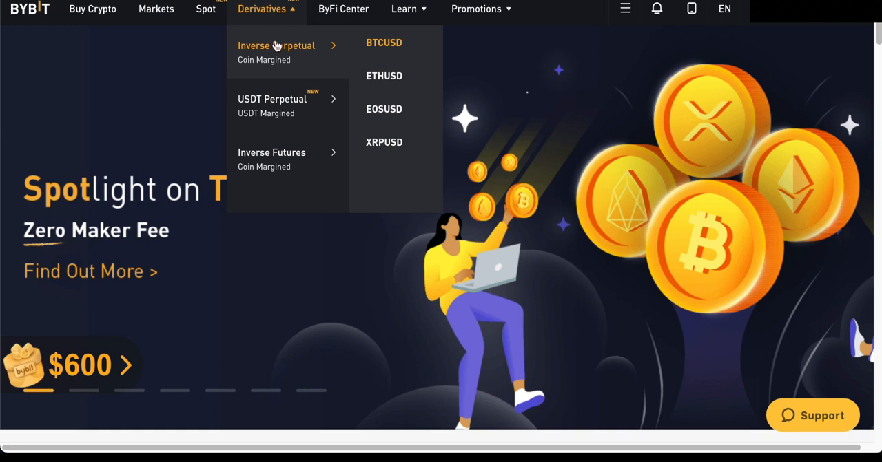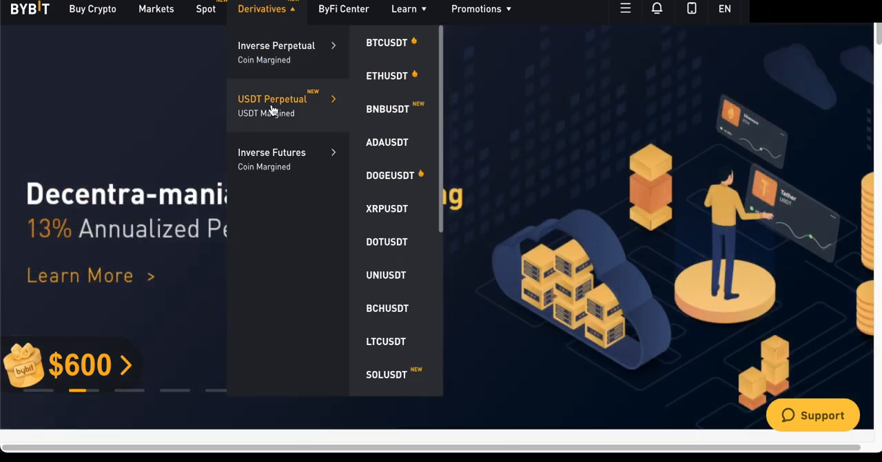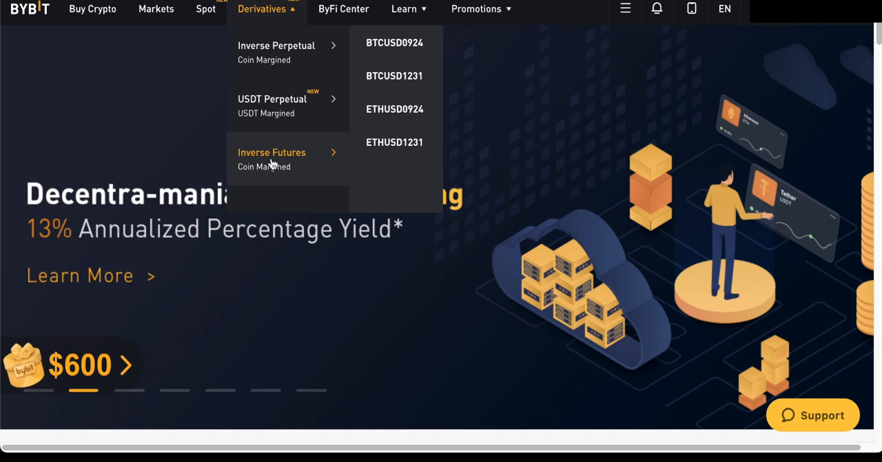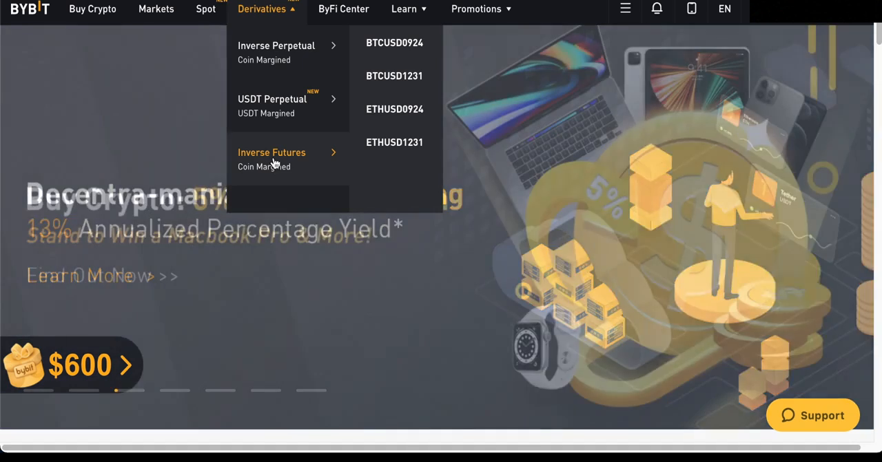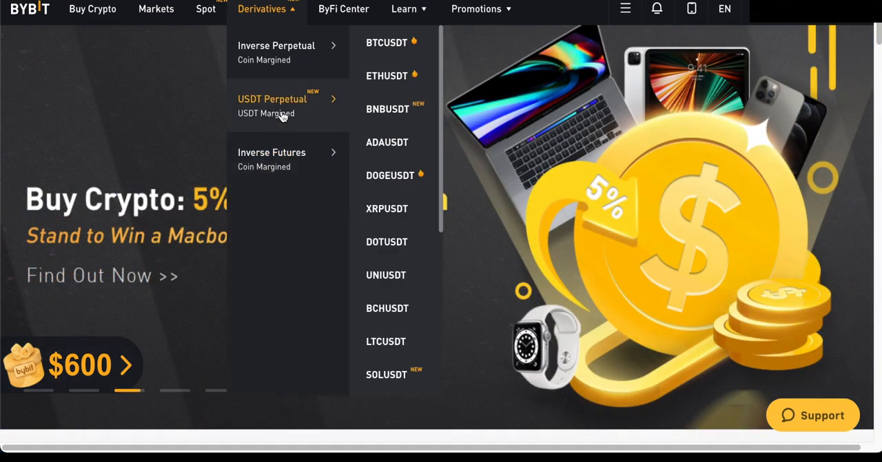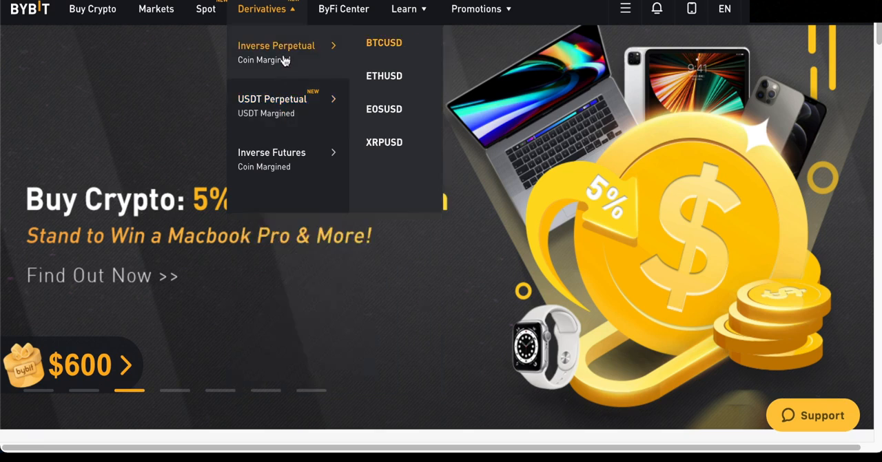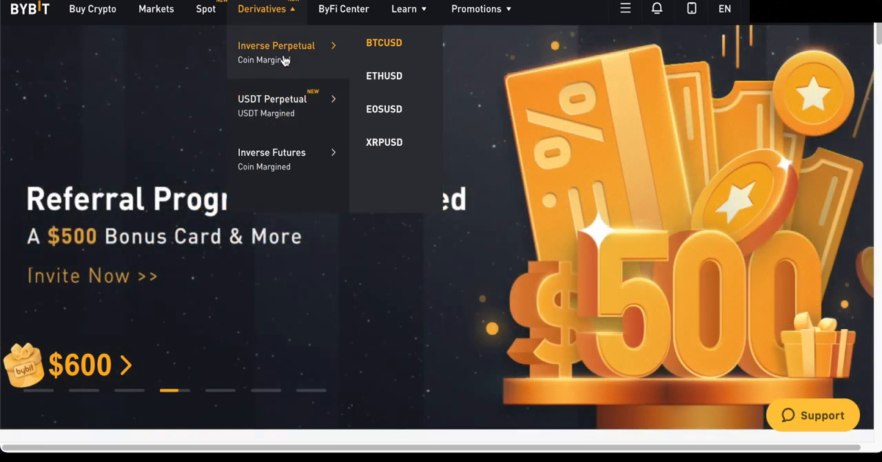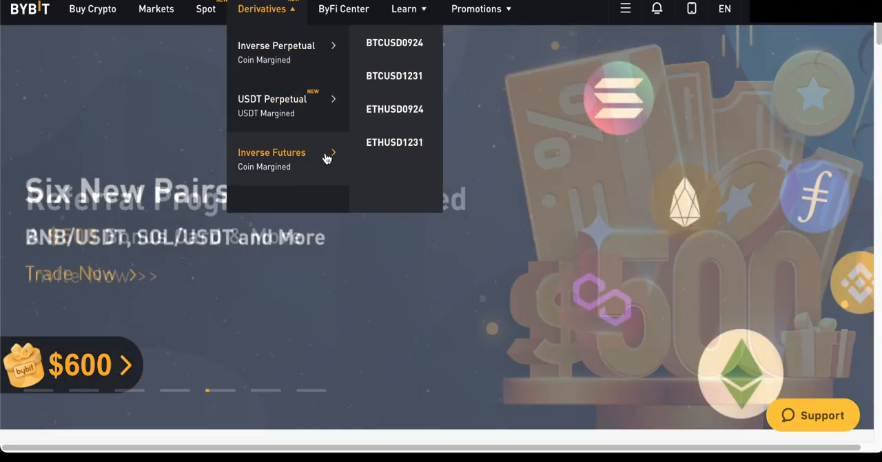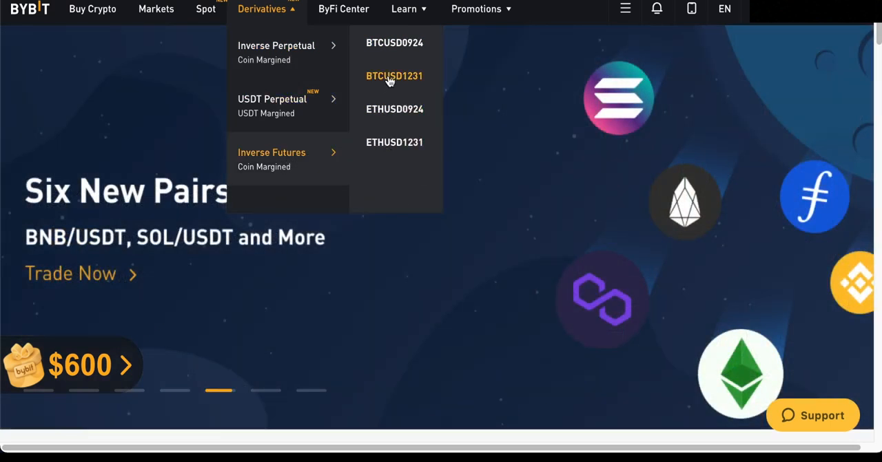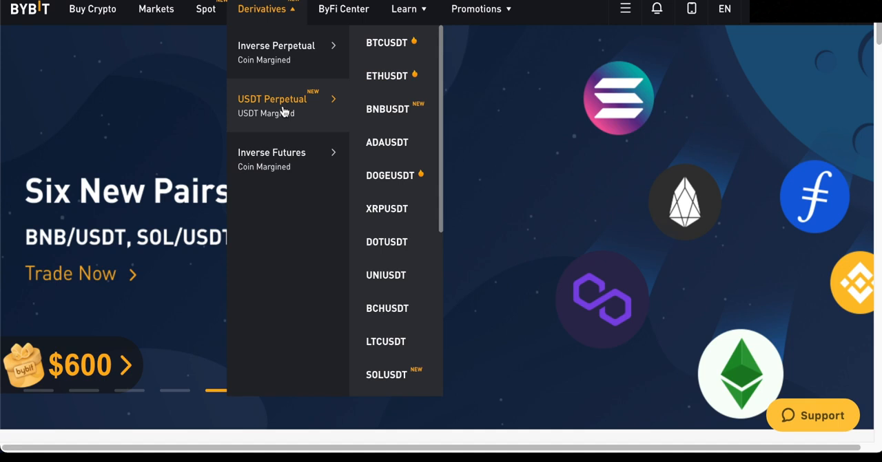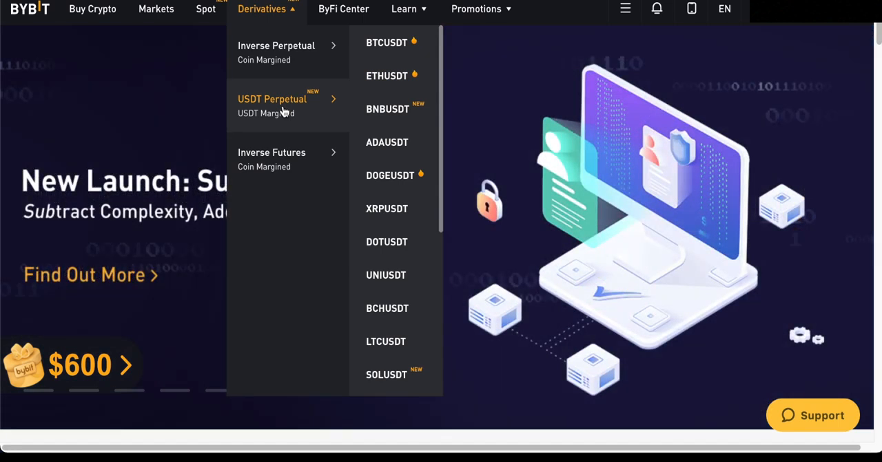You can have inverse perpetuals, USDT perpetuals, or inverse futures. And a lot of the differences here come from the time scale of the future. So either perpetual, meaning forever, so there's no expiry date for that future, or you have this one here where these actually do have an expiry date that you can trade. Most traders will use perpetuals. This just means that you can trade those futures and they won't expire.